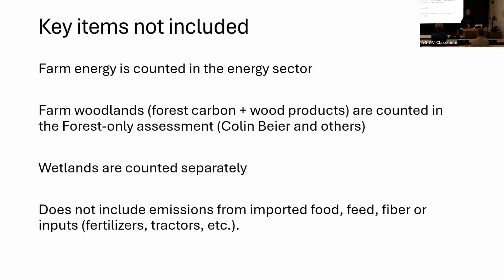We did not include farm energy. That's counted in the energy sector. We did not include the farm woodlands. They're accounted in the forest-only assessment. Wetlands are counted separately. And we do not include emissions from imported food, feed, fiber, or other inputs like fertilizers or tractors, right? So there's some upstream things that are not included. Notably, in the Climate Leadership Act, upstream fossil fuel emissions are counted in the state, right?